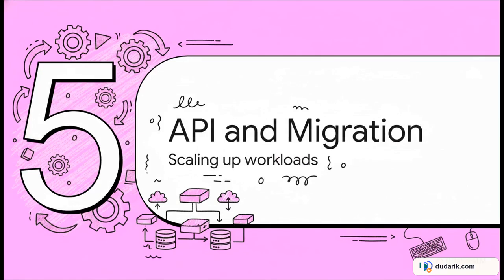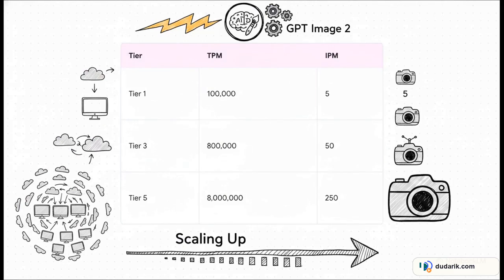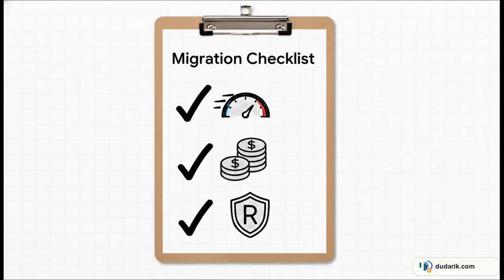Now for the technical side, in Part 5, Developer API and Migration. So the crucial point here is really how rate limits scale for teams that are migrating their production workloads over to GPT Image 2. If you're a Tier 1 user, you're capped at 100,000 tokens per minute and 5 images per minute. But as you scale up to Tier 3, you're looking at 50 images per minute. And for enterprise teams up at Tier 5, you have a massive capacity of 8 million tokens and 250 images per minute. This really shows that OpenAI is actively ready to support heavy, automated, multi-image pipelines at a true enterprise scale. To actually make that move, here's your quick migration checklist.